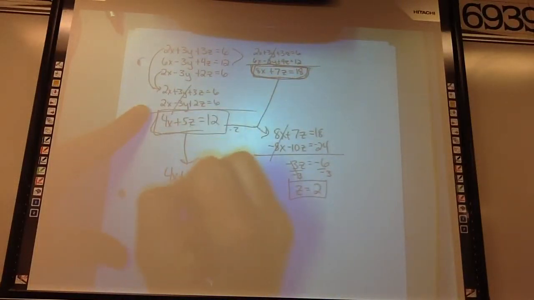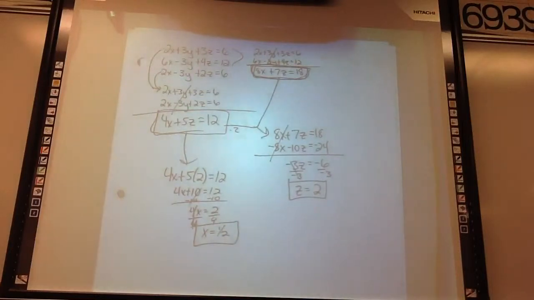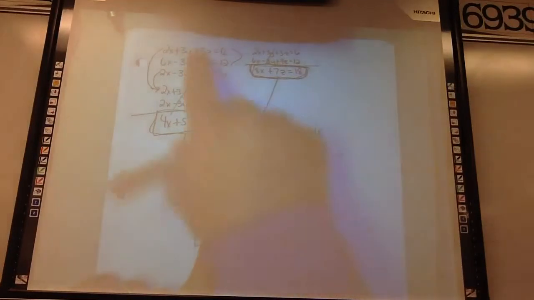4x plus 5, I know z is 2 now, equals 12. So that's 4x plus 10 equals 12. Subtract 10. So 4x is 2, divide by 4. X is 1/2. Am I done? Nope, still need y. Plug in x and z into one of those.